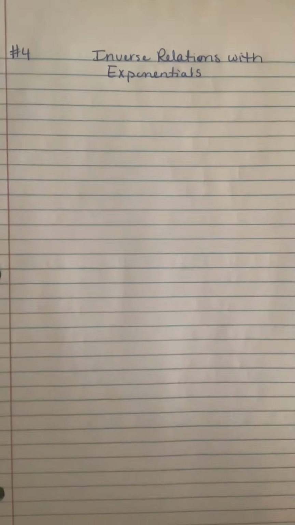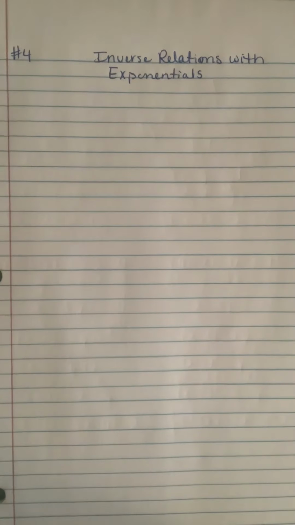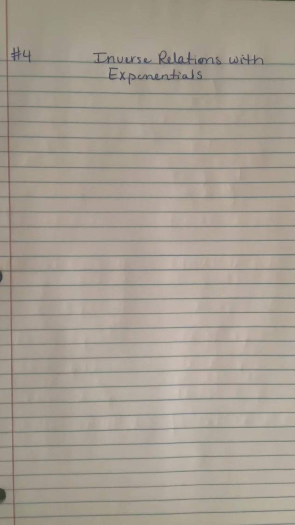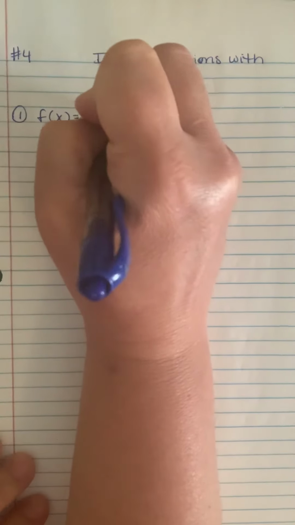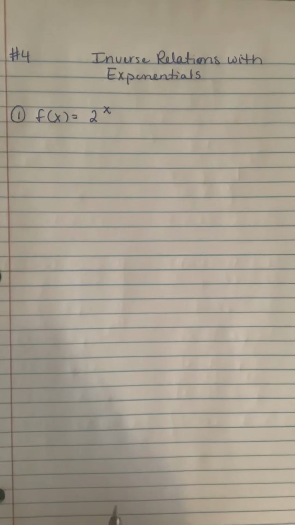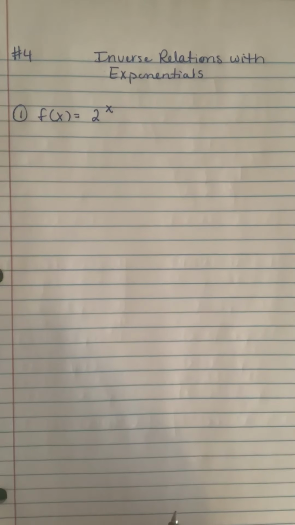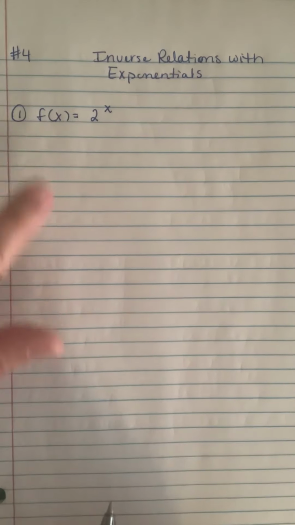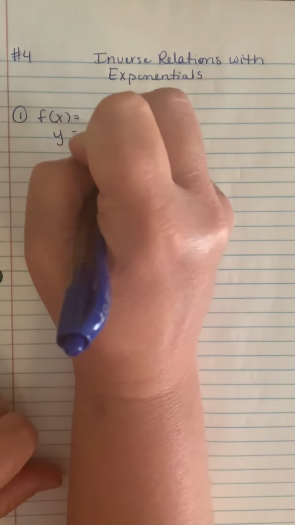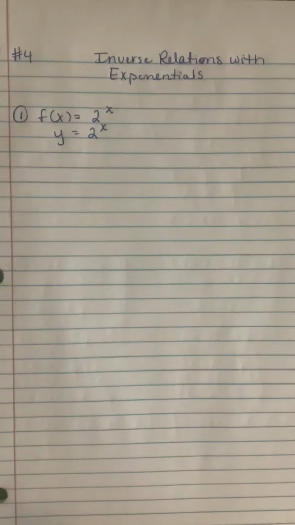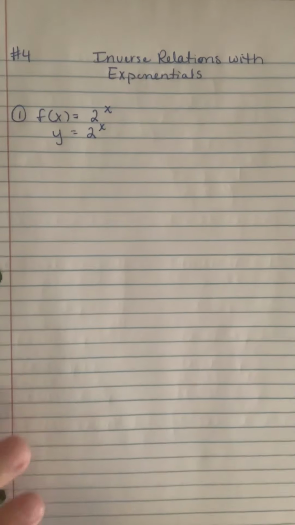All right, we're going to start here with video number 4 with inverse relations with exponentials. Our first problem will be f of x equals 2 to the x power. Just like we have done with the other problems that we've been working on, start out by taking the f of x and changing it to y equals 2 to the x. And then you're going to switch your x and your y.